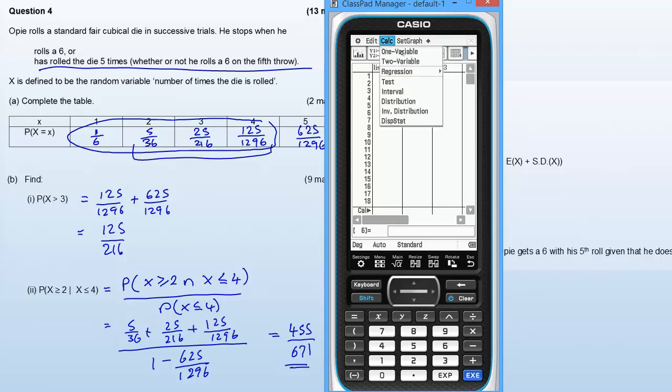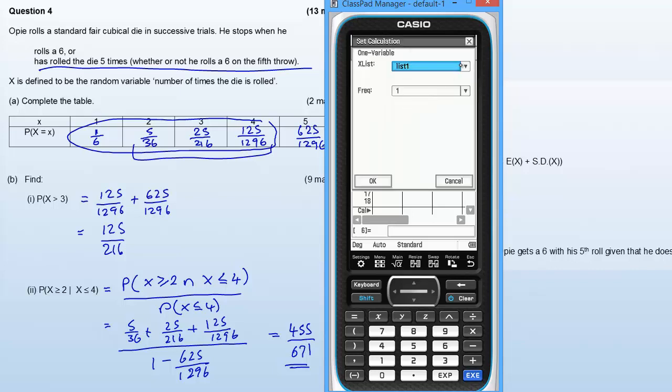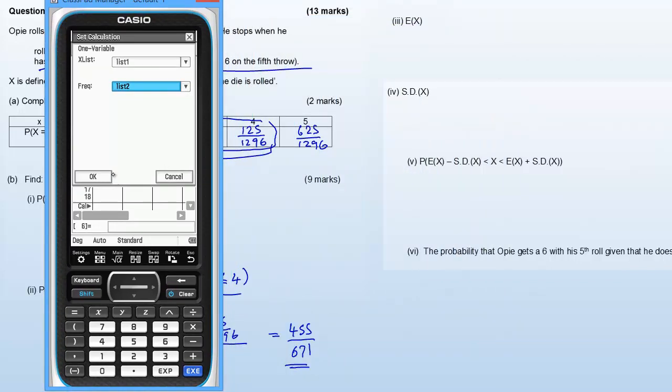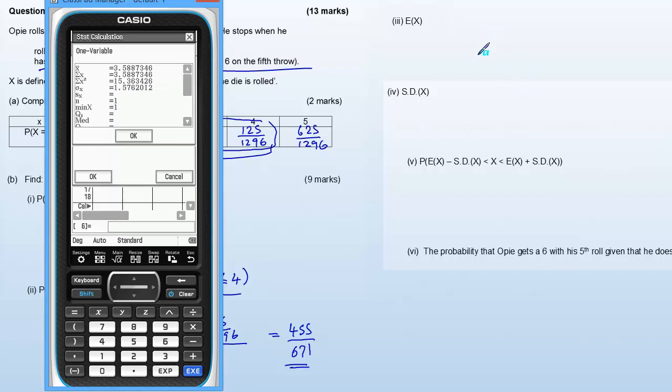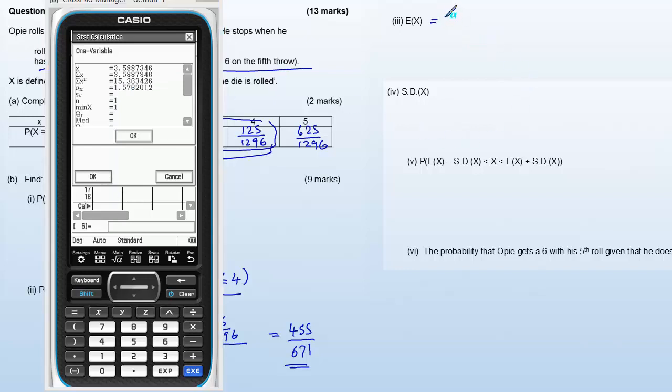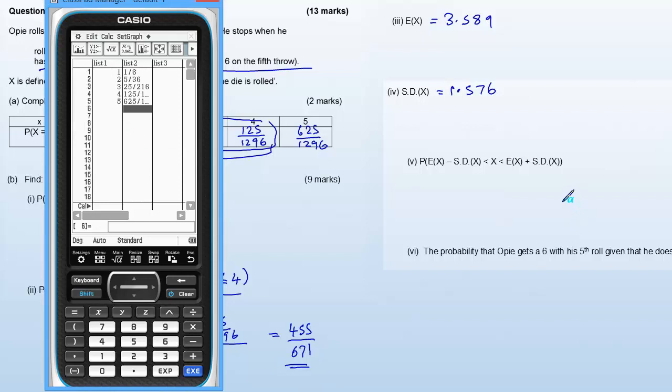And then we can go to calc one variable. The X list is this one, the frequencies are in list 2, those are our probabilities, and OK that, and then the expectation of X is 3.589, we can just read it from here. The standard deviation is the sigma value, 1.576. So they're only 1 mark each, so you don't need to show too much in the way of working.